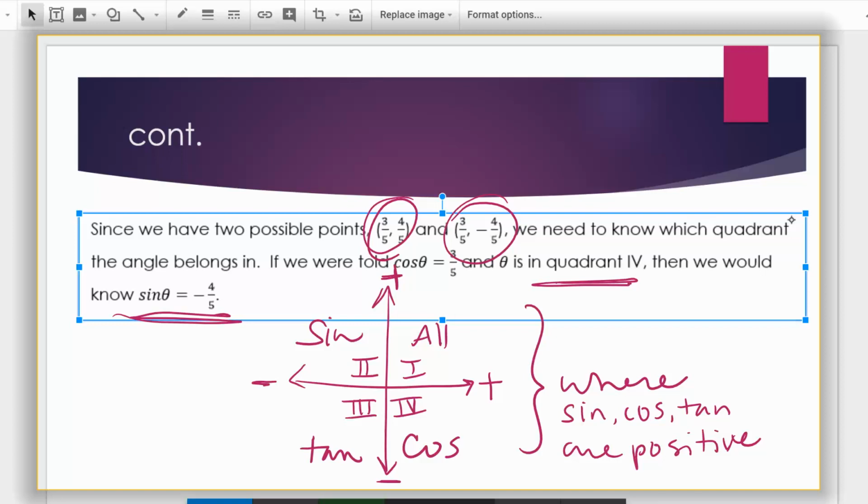Or you can use the All Students Take Calculus limerick that I use to help me remember. You can make up anything you want as long as it stands for ASTC, okay? And it goes counterclockwise starting at 1. So that's how we determine where our value is going to be positive or negative.